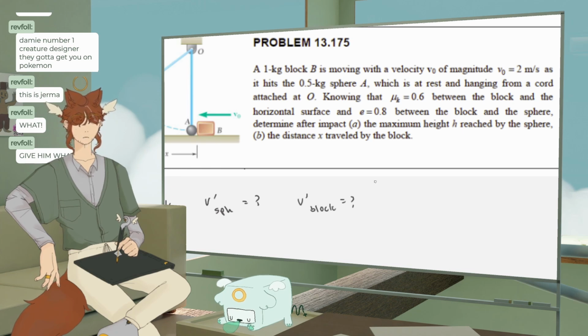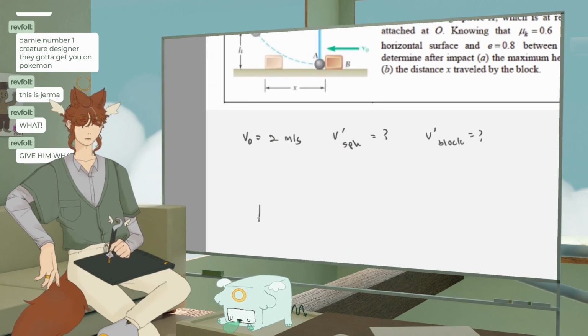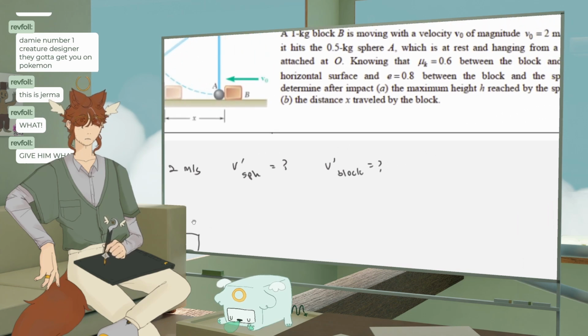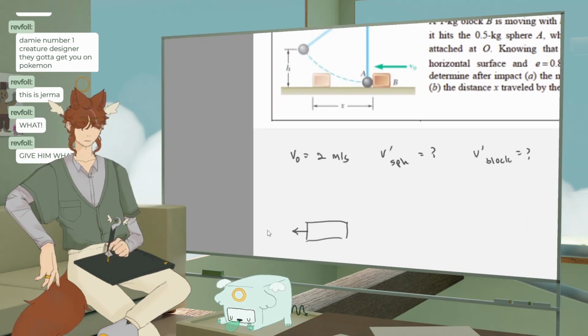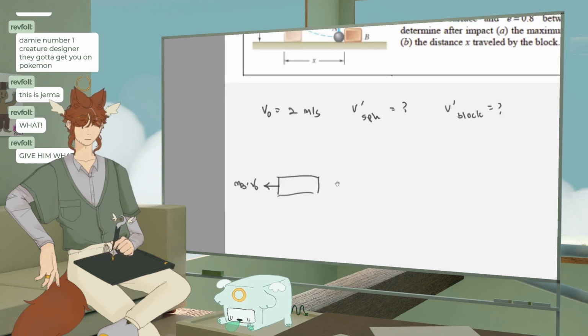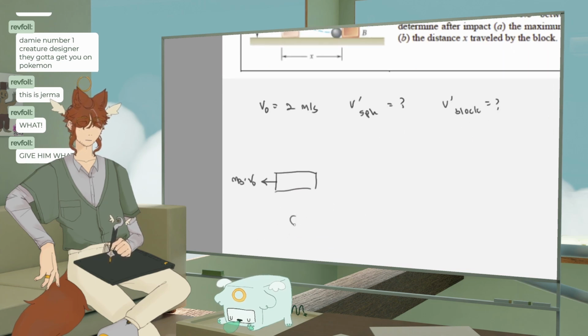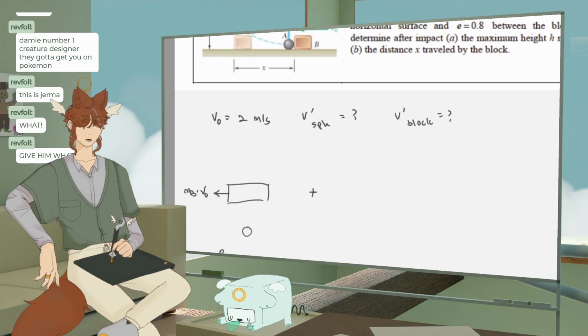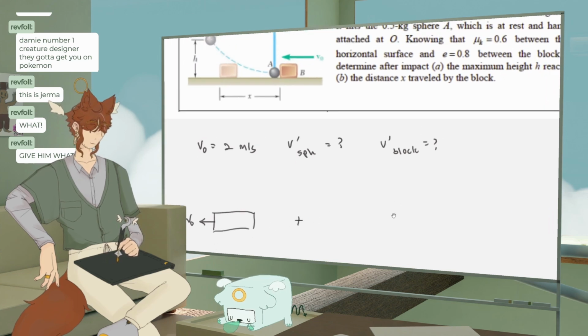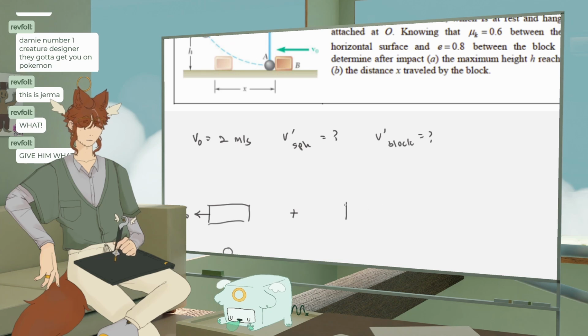Alright, so we gotta do impulse and momentum diagrams. Let's start with this duder. So it's got a... Do we know the mass? We do, so... The 0.5? I'll say M_B times V_0. And this is 0. Now plus... This is gonna be a lot. A lot is what I'm calling this one.